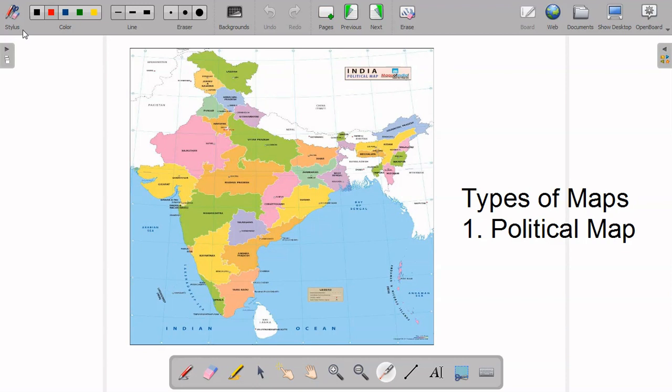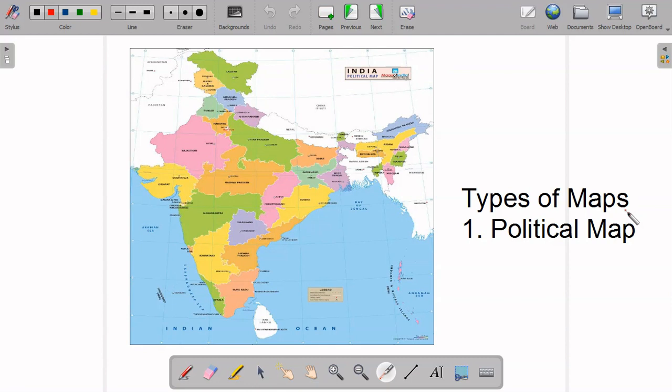Each and every type of map focuses on the specific features of that location or area. Now we will see how each and every map is different from one another. Here we can see on the screen the first type of map, it is the political map.